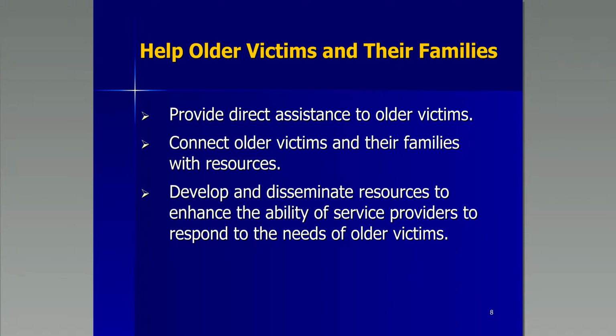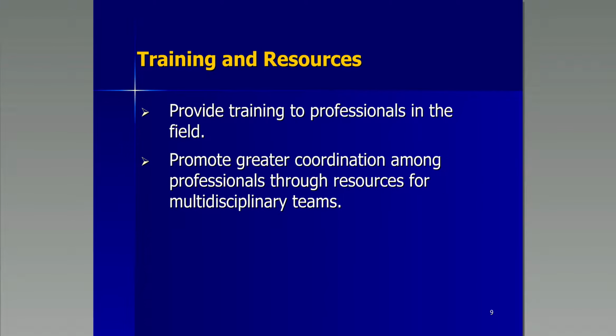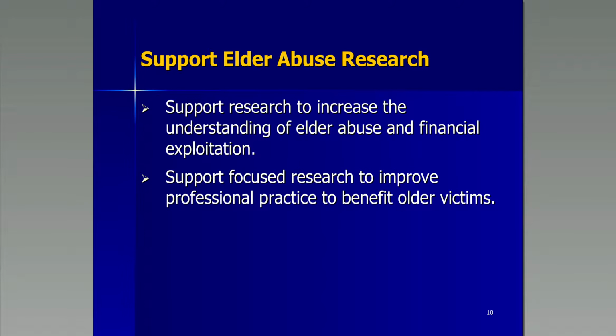Secondly, how do we help older victims and their families? We provide direct assistance to older victims, connect older victims and their families with resources, and finally develop and disseminate resources to enhance the ability of service providers to respond to the needs of older victims. Finally, and well, I should say third, how do we engage in training and resources? And here we provide training to professionals in all different aspects and fields related to elder justice and promote greater coordination among professionals through resources for multidisciplinary teams.